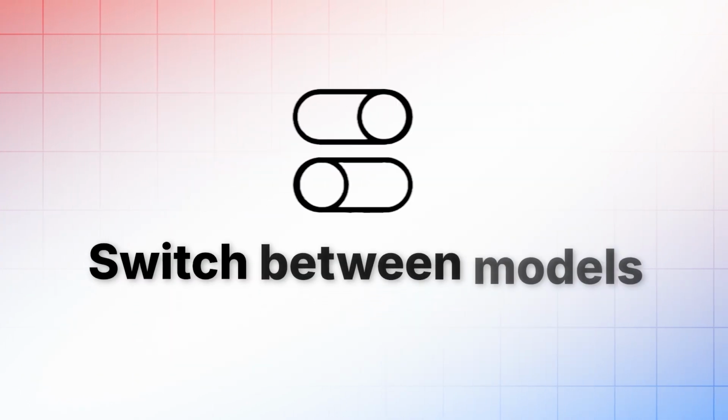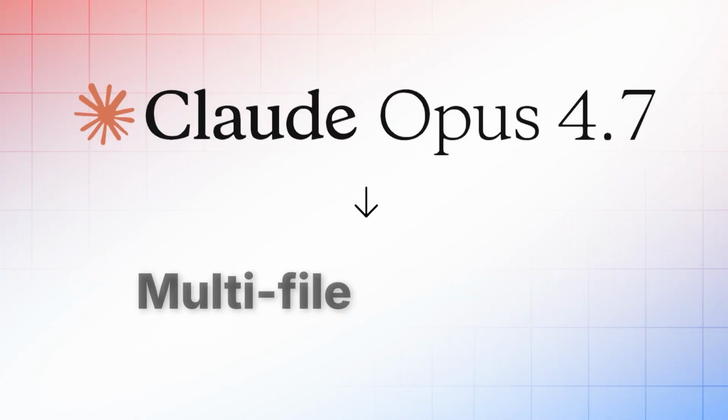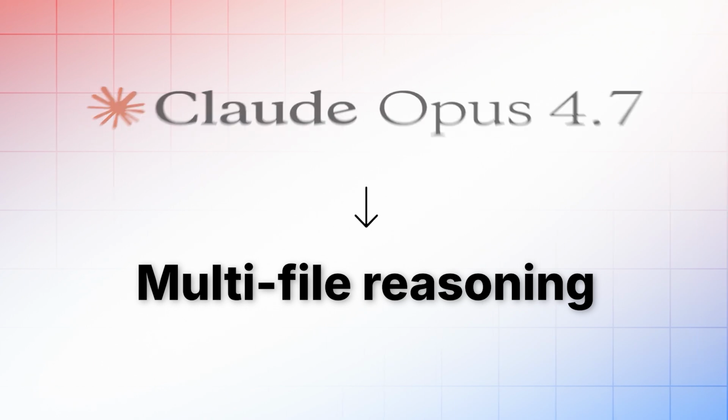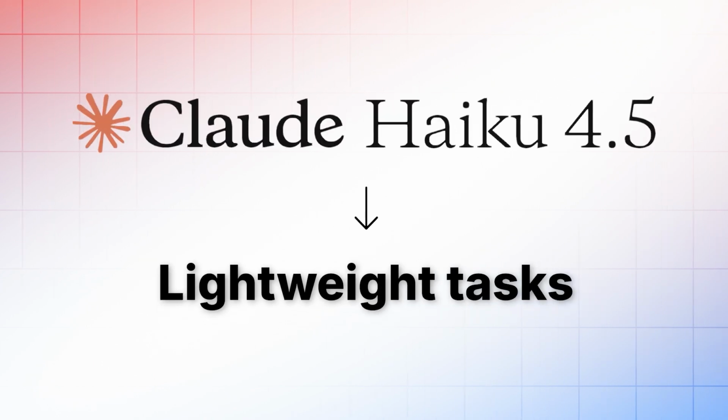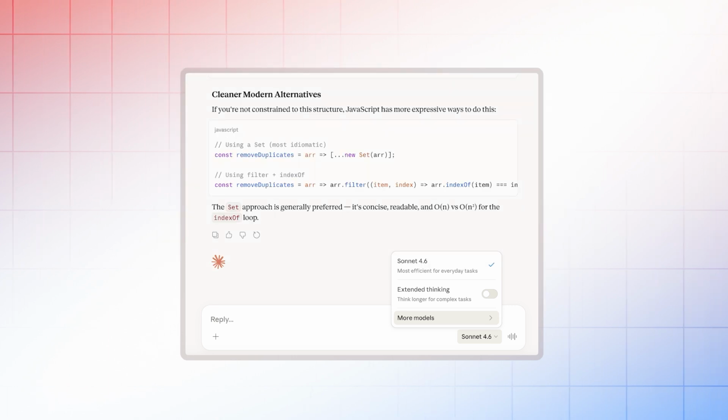You can switch between models depending on what you need. Sonnet for everyday tasks, Opus for complex multi-file reasoning, and Haiku for quick lightweight tasks. And Claude now remembers you across sessions, so it picks up context from where you left off.